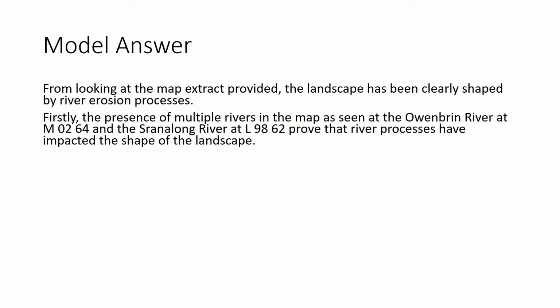So the first thing that I've done here is name my reason why river erosion has impacted the region. So I'm going to say that there's multiple rivers in the map. I might get 2 marks for naming here. And then I've made reference to the evidence from the OS map to make a valid point and support my answer. So the first thing that I've done there is name the 2 rivers, the Owenbryn River and the Sranelong River. And then I've also given 4 figure grid references to support my answer where those rivers can be found. So I would have picked up my marks there as I progress.